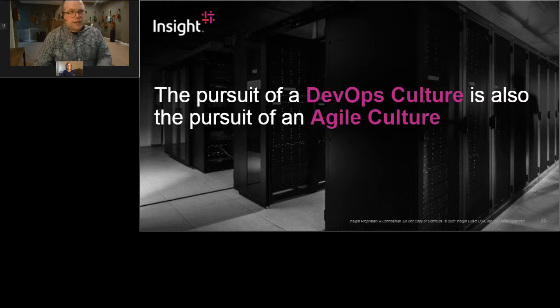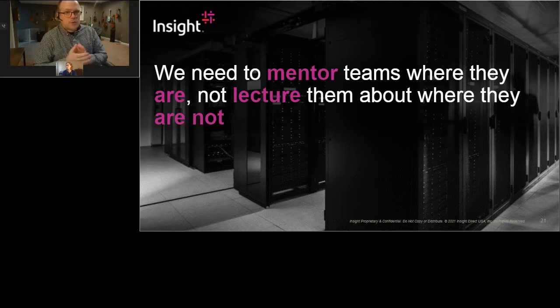So we've talked a lot about how DevOps engineers need to be accommodating to the needs of the organization and need to be able to have the skills that organization needs, not necessarily the skills that they think a DevOps engineer should have. We've talked a little bit about the conversations that we can have around DevOps and how those can be more fruitful. But at the end of the day, if we were to boil that down, we need to be able to mentor teams where they are and not lecture them about where they're not.